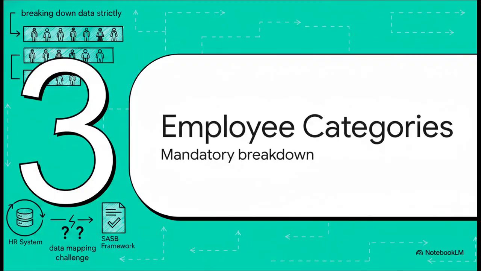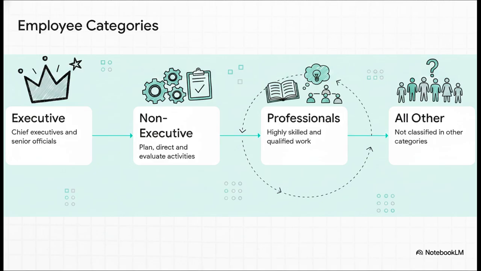Which brings us to Section 3, the 4 mandatory employee categories. Like I said, you can't just report a company-wide average. You have to break the data down strictly. And honestly, this is where a lot of firms run into massive data mapping challenges. You are required to categorize your workforce from the very top down through 4 specific operational buckets: executive management, non-executive management, professionals, and all other employees. Let's dig into exactly how SASB defines each of these so your reporting is rock-solid compliant.